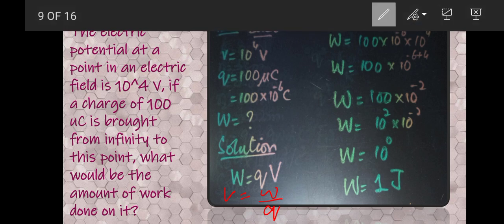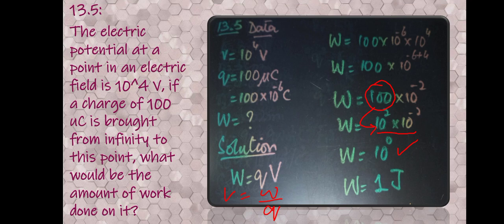These mathematical steps are here. I think you can easily understand them. 100 can be replaced by 10 raised to power 2. As the bases are same, powers will be added. 10 raised to power 2 minus 2 gives you 10 raised to power 0, and any number raised to power 0 gives 1. That's why the work comes out to be 1 joule in this case.